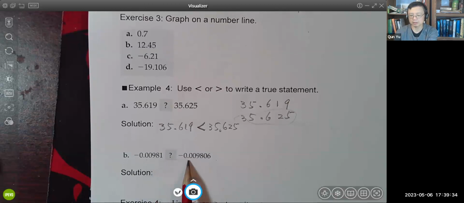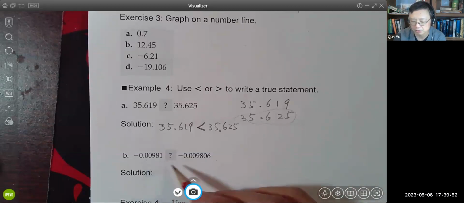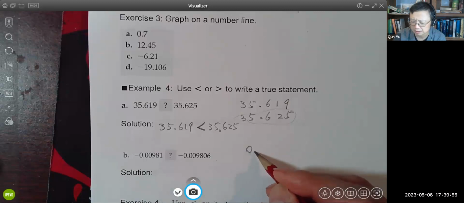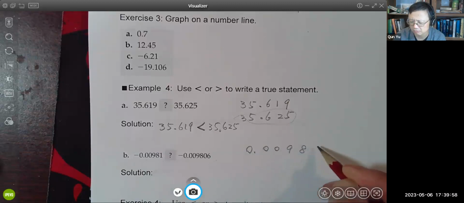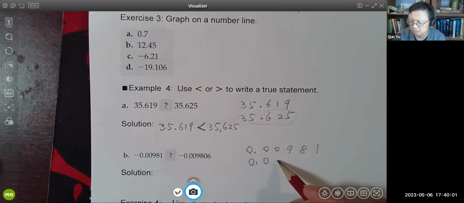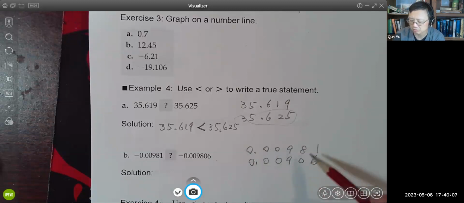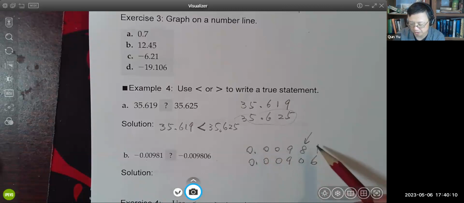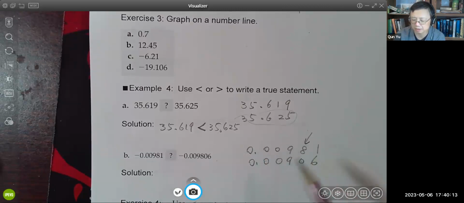We have two negative numbers. Negative numbers are always smaller than positive numbers and 0. But if you have both negative numbers, how do we compare that? So for negative numbers, the bigger the number, the smaller the value. So now we just need to compare the numbers themselves without the negative sign. So line them up, 0.00981, 0.00906. Same. This one is bigger. As a positive number, this is bigger. The size of this number is bigger, but since they are negative numbers, the bigger the size, the smaller the value.